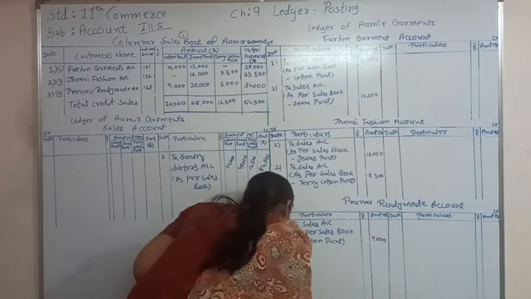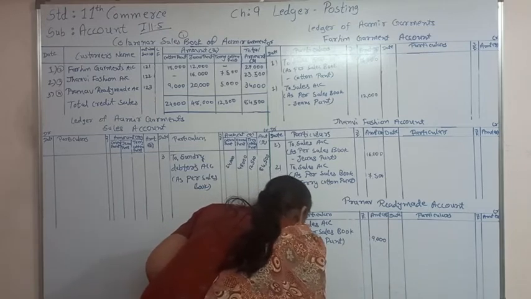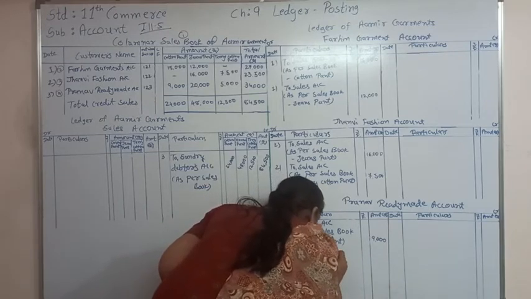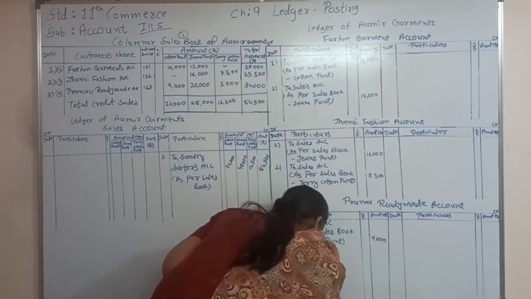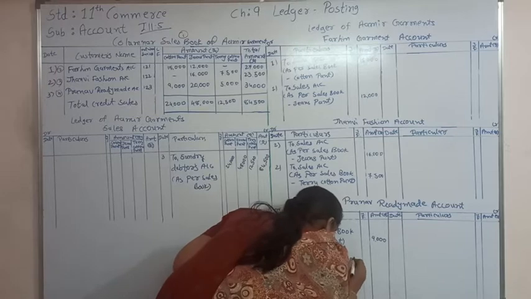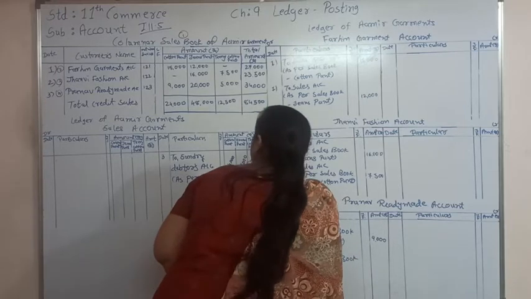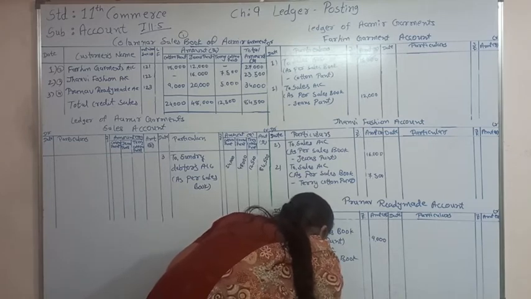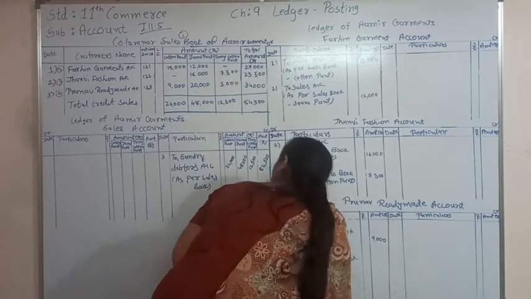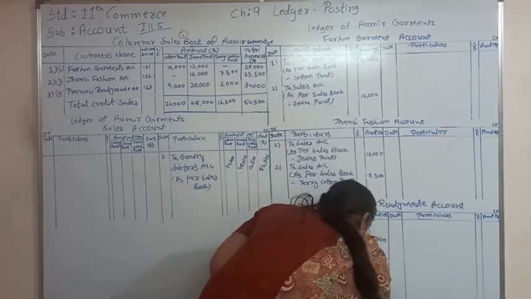Next is again the third date, to sales account as per sales book. And the second one is jeans pant, and the amount of jeans pant is 20,000.